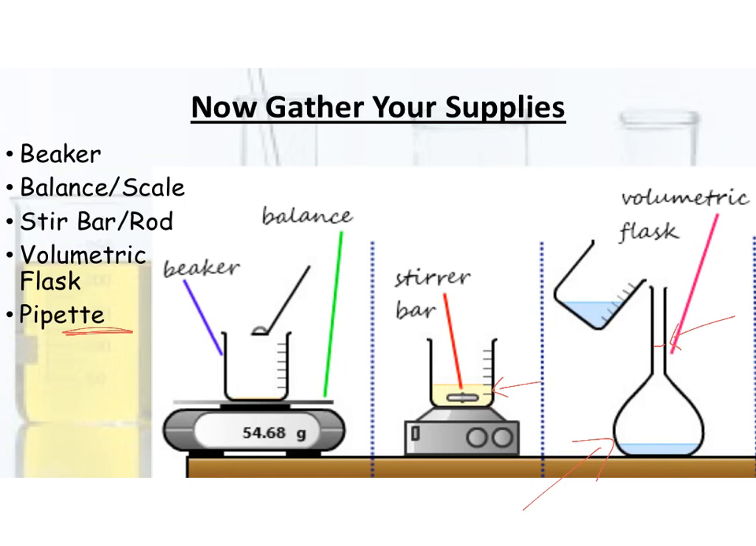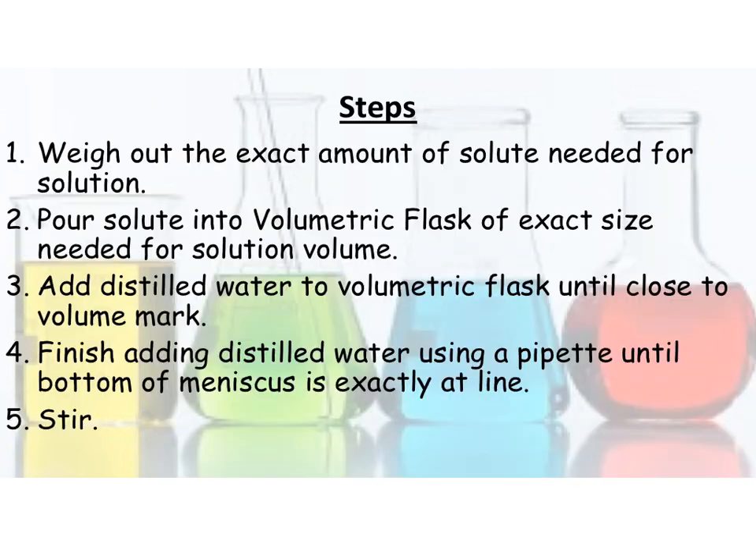All right, now volumetric flasks come in varying sizes. You definitely want to use the size that corresponds to how much solution you want. So like in our previous example, we wanted a 0.5 liter solution. So I'm going to need a 0.5 liter volumetric flask, also known as a 500 milliliter.